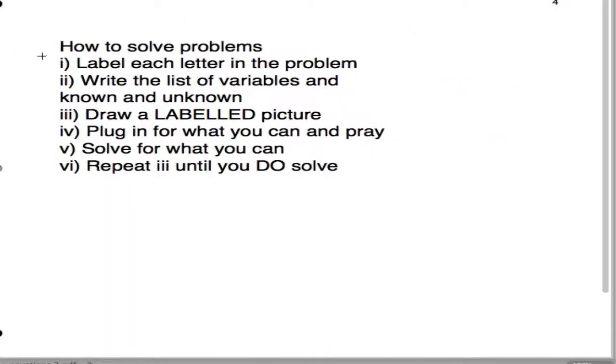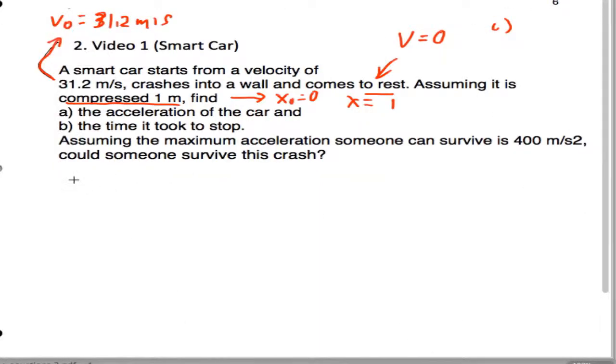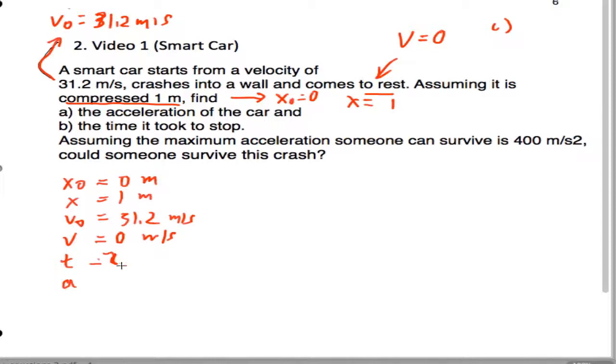So we have labeled each letter in the problem. Now let's go ahead and write the list of unknown and known variables. So x naught, x, v naught, v, t, a. So x naught is 0, x is 1, v naught is 31.2, the final velocity is 0. Just for the sake of completeness, I'm going to put units on these. I don't know the time, and I don't know the acceleration. Well, that's annoying because those are the two things we actually want to find. So looks like we don't get out of this one easily enough. So what's the next step?